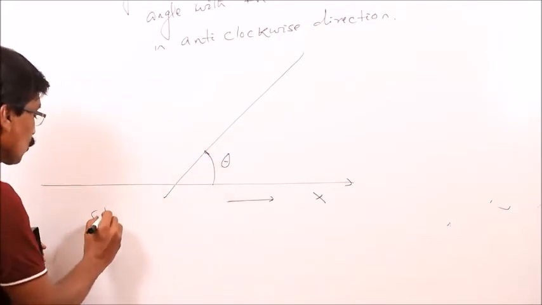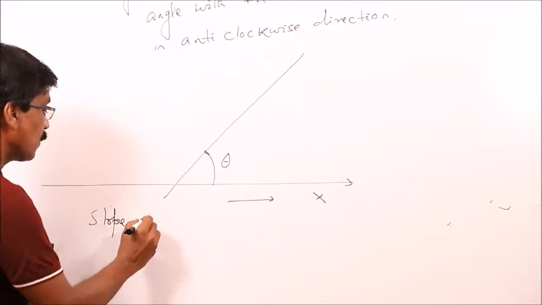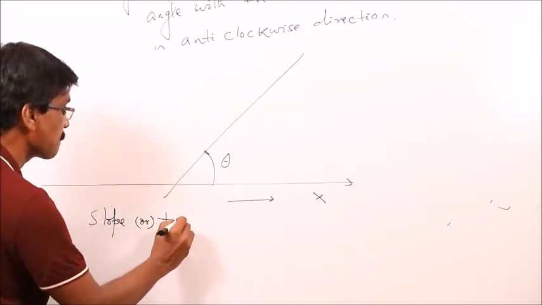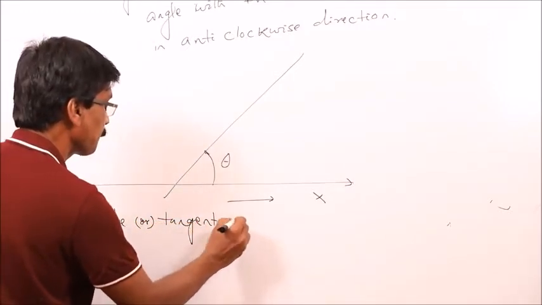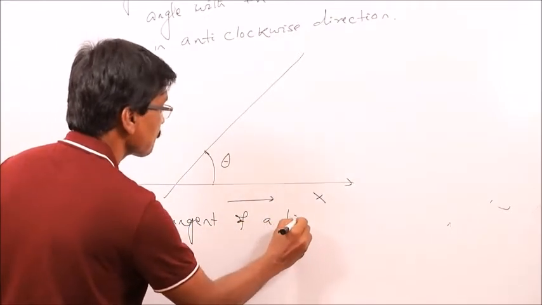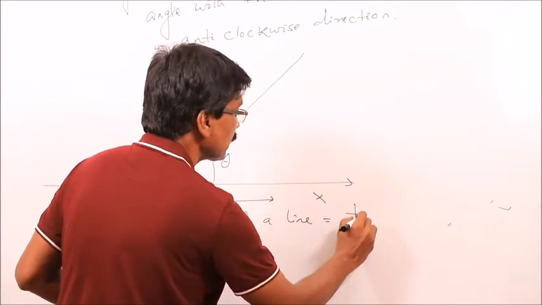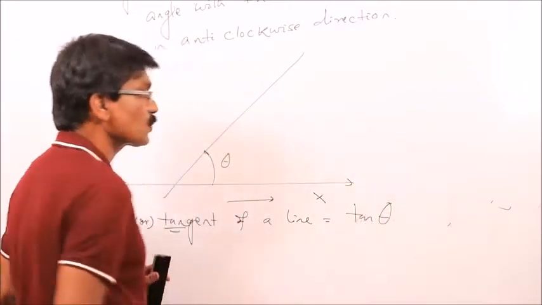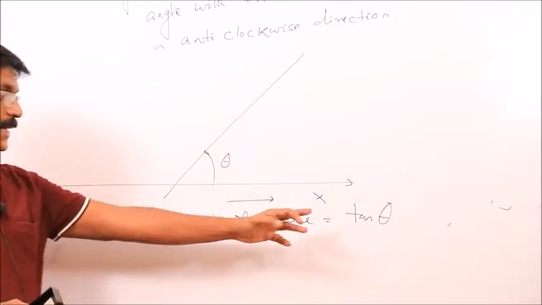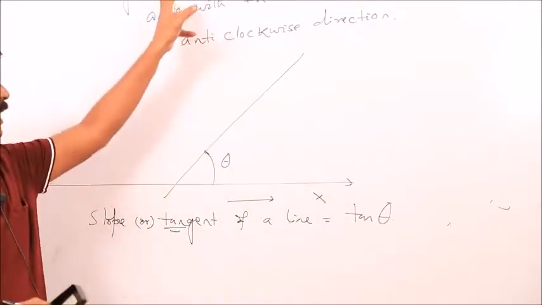Next we have slope or tangent of a line. So, tangent is nothing but tan theta. So, slope of a line is called tan theta, where theta is called angle of inclination.